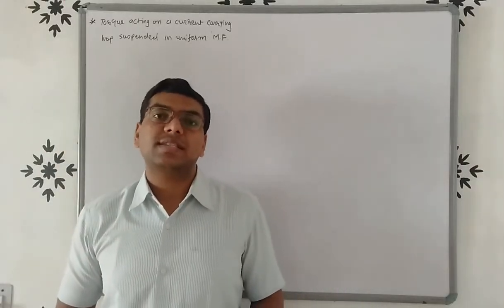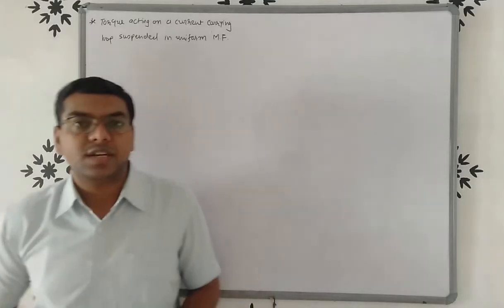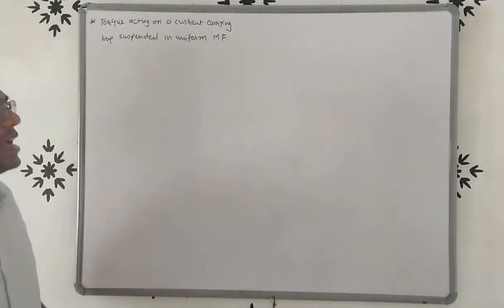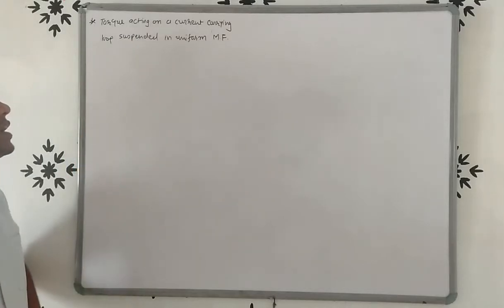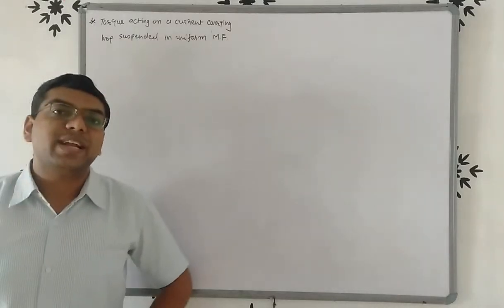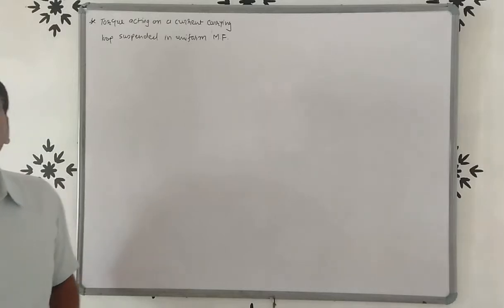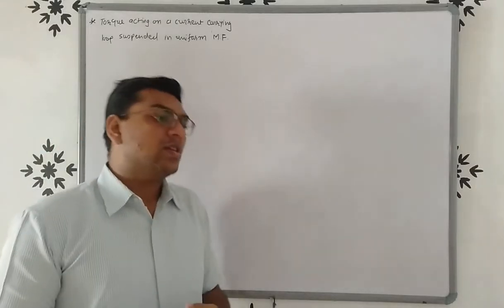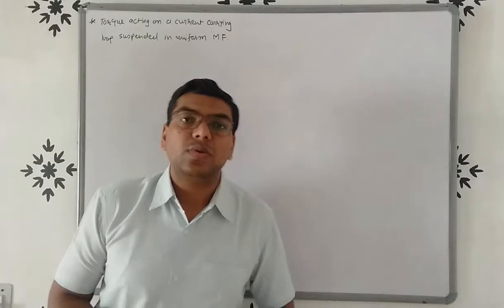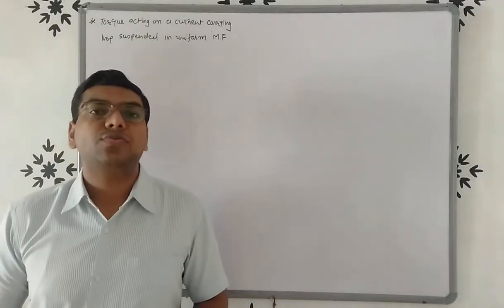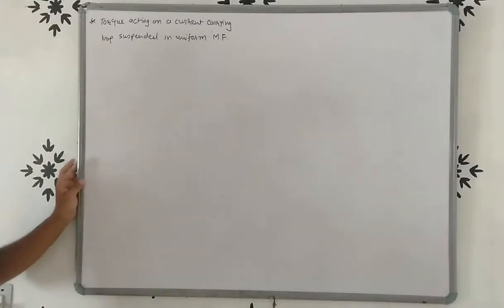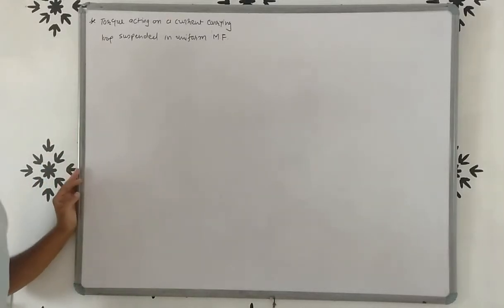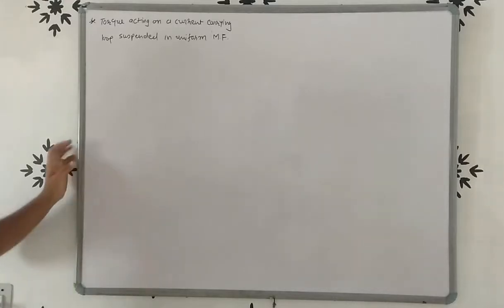Today we will discuss a very important question. The question is: derive the formula of torque acting on a current carrying loop suspended in a uniform magnetic field. So friends, here we have to derive the formula of torque acting on a current carrying loop which is suspended in a uniform magnetic field.